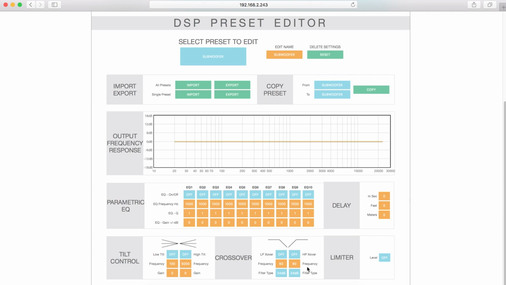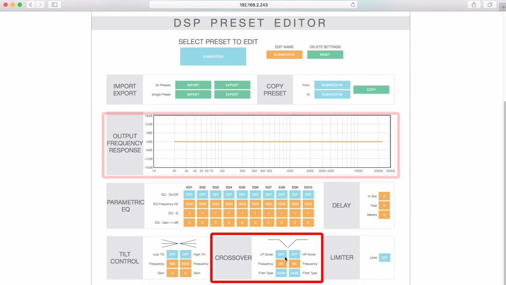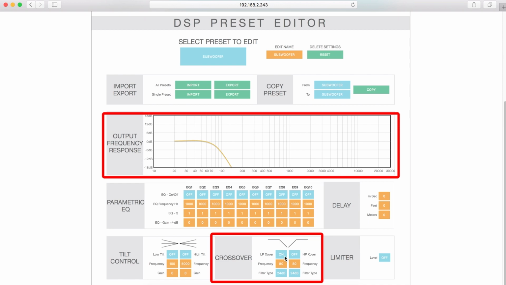Sonance DSPs include a low-pass and high-pass crossover adjustment that can be saved to each preset individually. Each crossover can be toggled on and off. Set the crossover frequency. The frequency can be set anywhere between 20 Hz and 20 kHz.